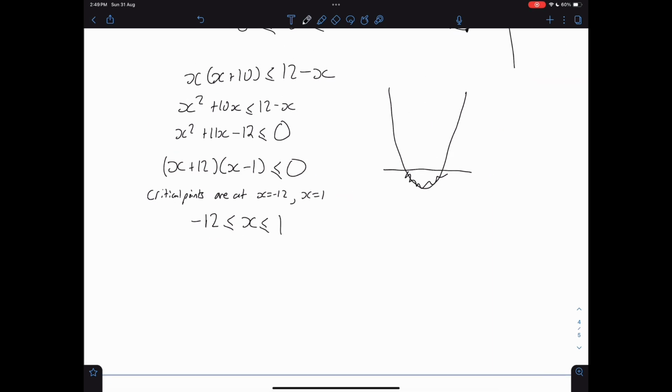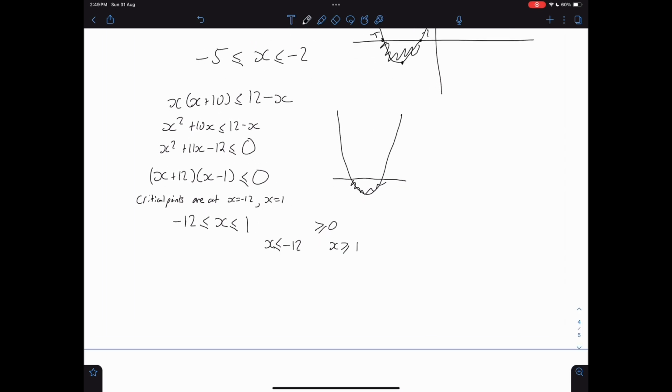Obviously, if it was greater than 0, then we'd have to go less than the smaller, lower critical point, and greater than the higher critical point. When in doubt, do a sketch though. That's generally what you would have to do for a quadratic inequality.